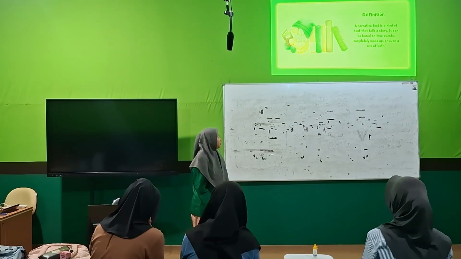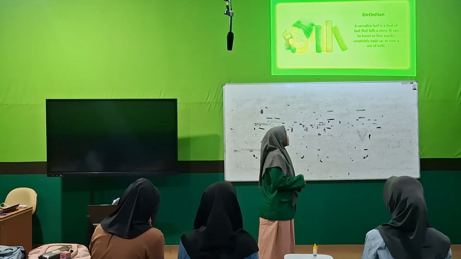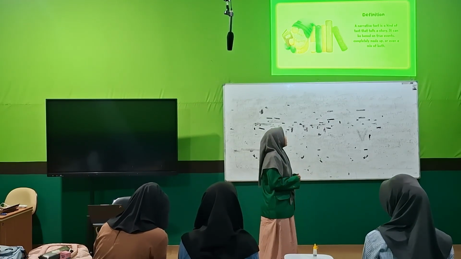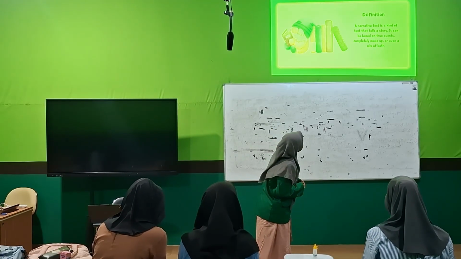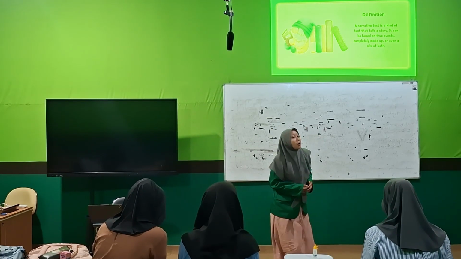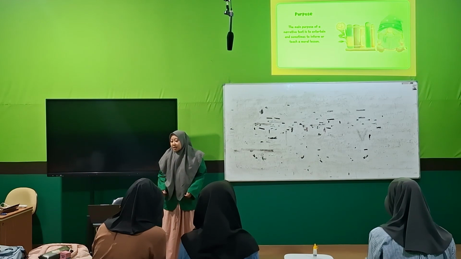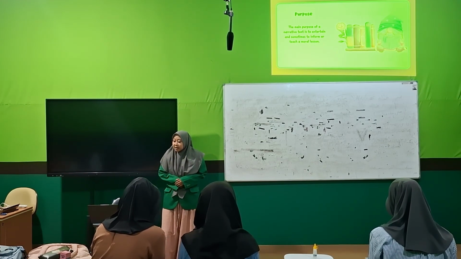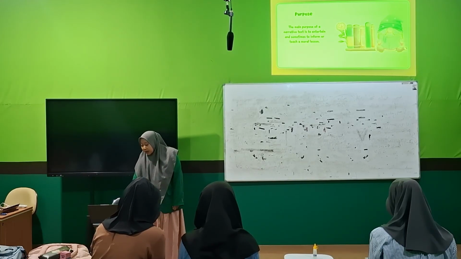The definition of narrative text is a kind of text that tells a story. It can be based on true events, completely made up, or even a mix of things. The purpose is to entertain and sometimes to inform or teach a moral lesson.